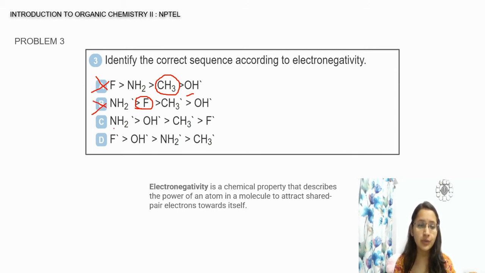Now coming to option C, it is fitting fluorine as the least electronegative atom, which is not correct. So this option is also not correct. Now, coming to option D, here they have given that fluorine is more electronegative than oxygen, which in turn is more electronegative than nitrogen, and which in turn is more electronegative than carbon. So, this is the correct option.